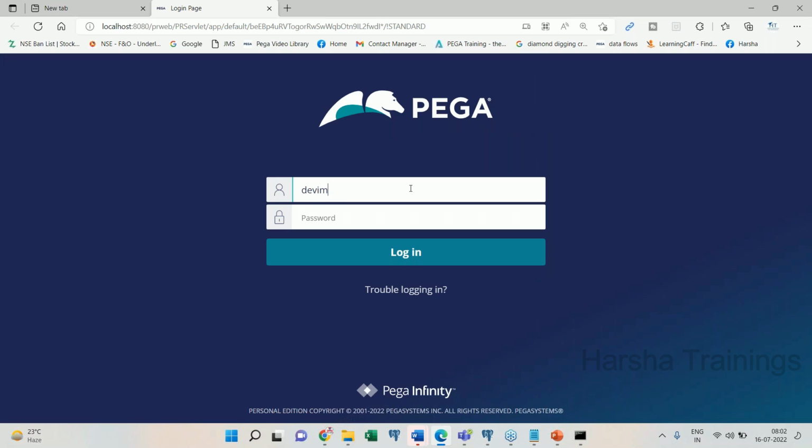This is the Pega Rules Process Commander environment. Don't bother about the login details I'm using. This is version 8.6.